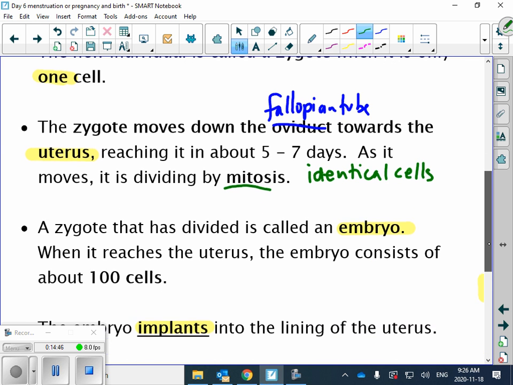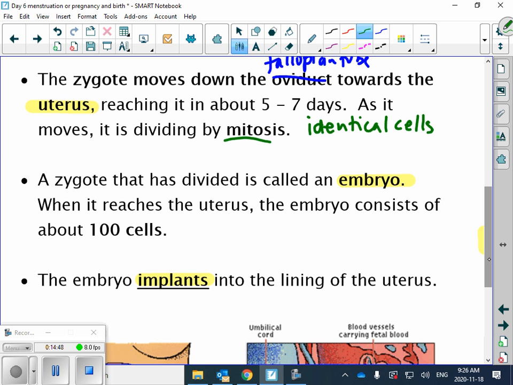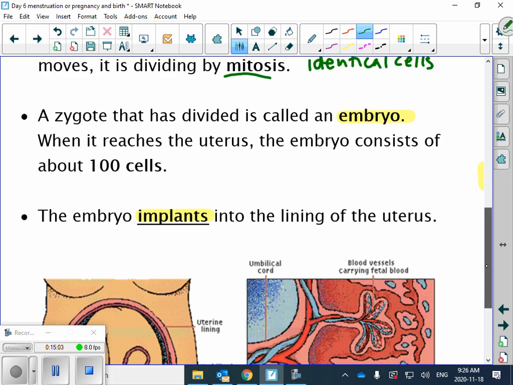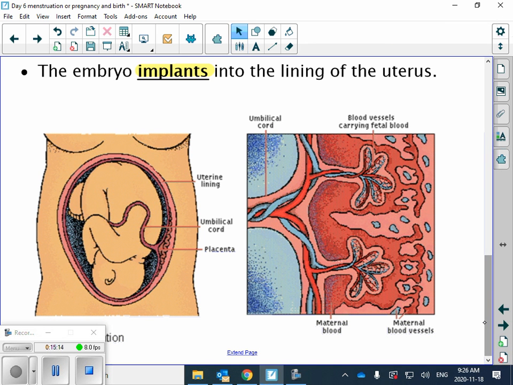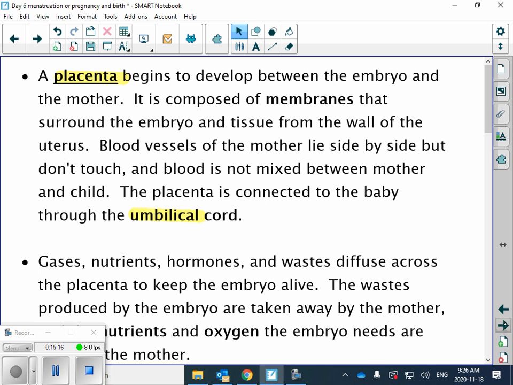The zygote that has divided is called an embryo. Again, it's a blastocyst and then an embryo, but you just need to know zygote, embryo, fetus for this course. When it reaches the uterus, that embryo consists of about 100 cells. The embryo then implants into the lining of the uterus. Okay? And this we'll talk about with the next page. This picture goes with the next page of notes, so I'm going to flip my chart and we might come back to it.